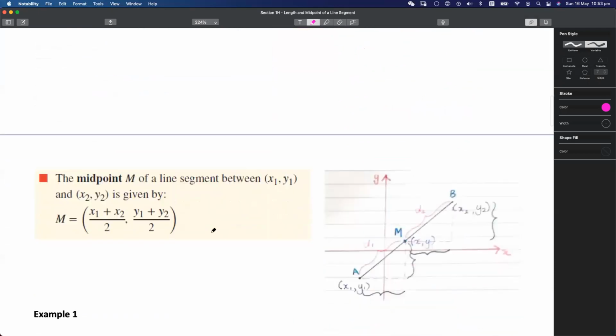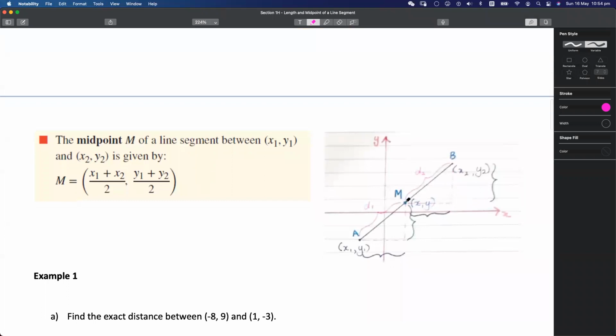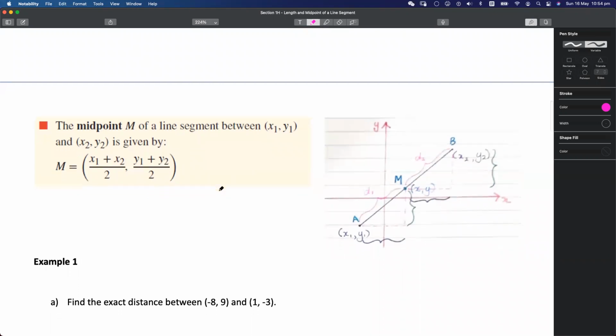Now another concept is the midpoint. Midpoint literally means the point right in the middle of 2 points. It lies on the line segment. So this M is the midpoint. We usually use M to represent midpoint. This M has the same distance to A and to B. Finding the coordinates of the midpoint is super easy. Its x coordinate is half the sum of x1 and x2, and its y coordinate is half the sum of y1 and y2.